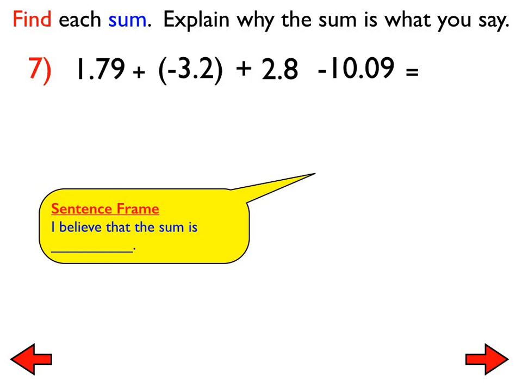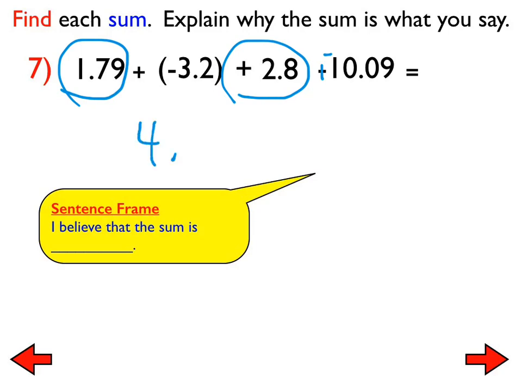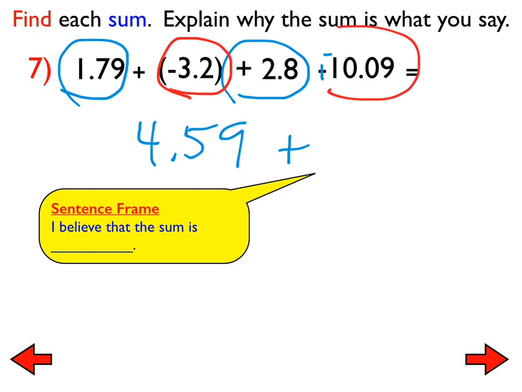So in number 7, using the same strategy, I see subtraction right here, so I am going to go ahead and add the opposite. And at that point, you can either gather all your positives together or your negatives. I'll go ahead and gather my positives together. I have 1.79 positives and 2.8 positives. That's 4.59 positives. And then I'm going to gather my negative numbers together. I have 3.2 negatives and 10.09 more negatives.